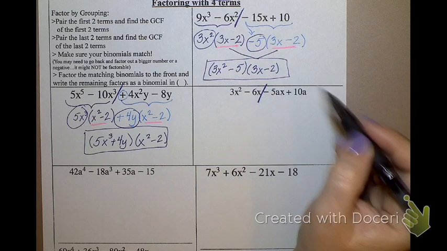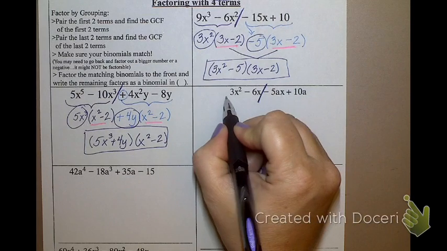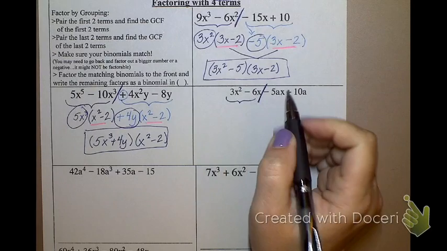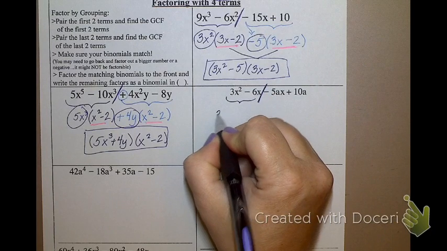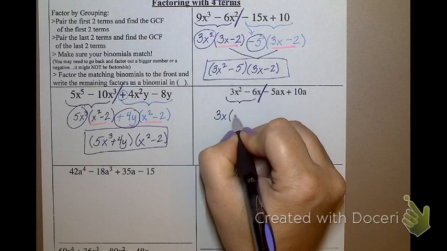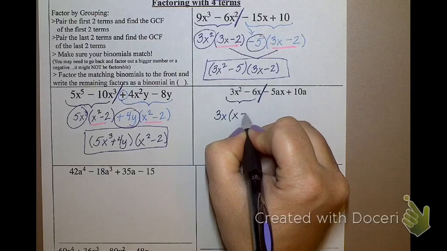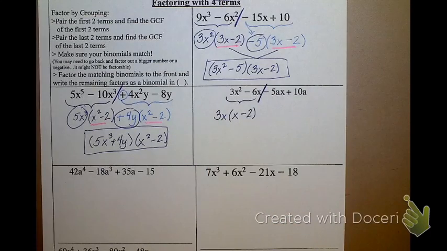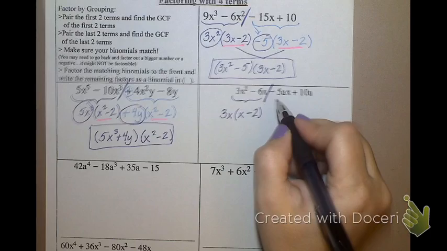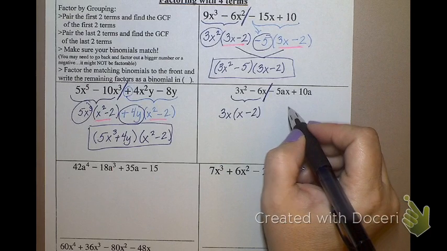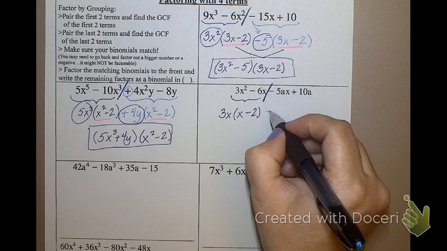Cut it in half. What do my first two terms have in common that I should take out? 3x, and what would be left inside? X minus 2. Okay? What sign am I going to bring down? Since this is a minus, I bring down a negative.